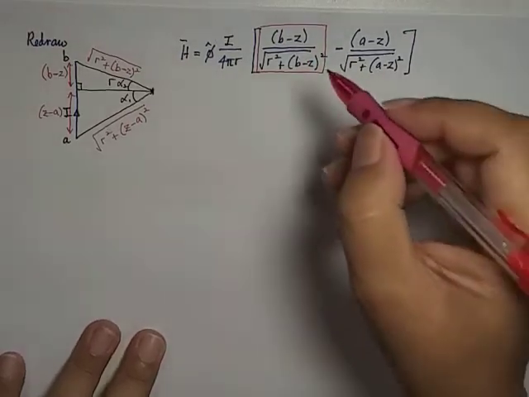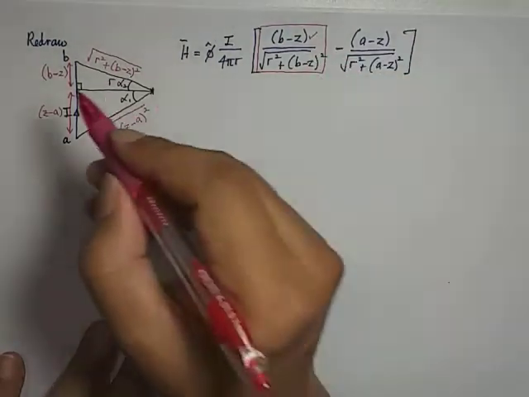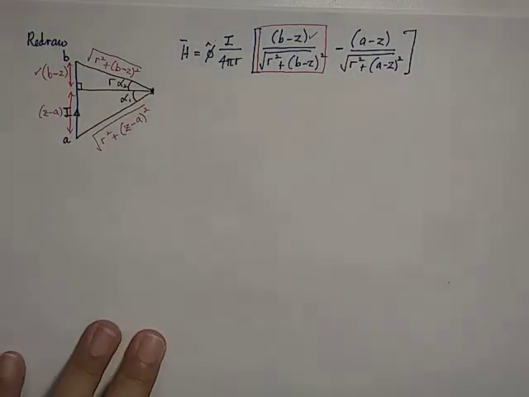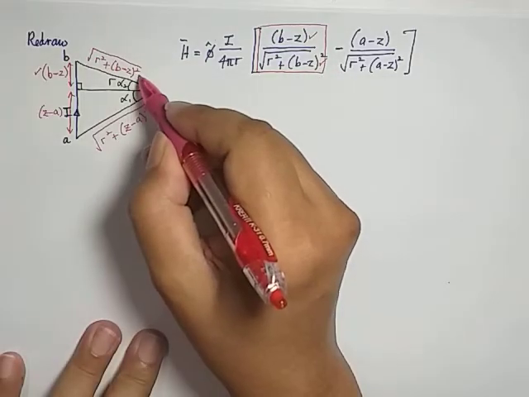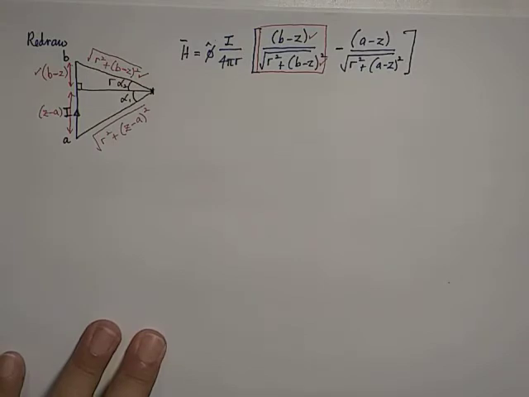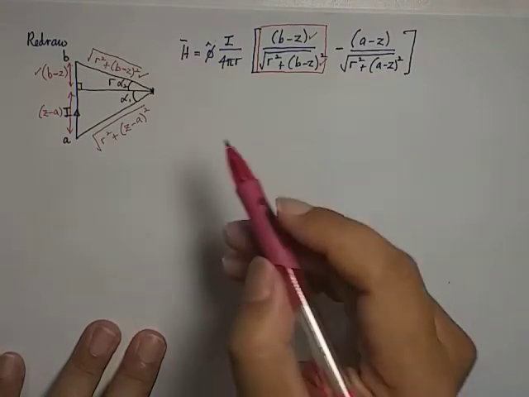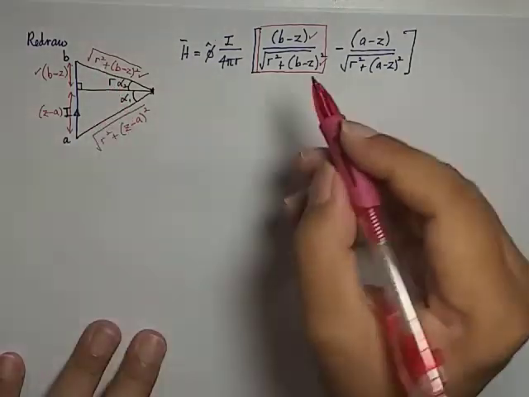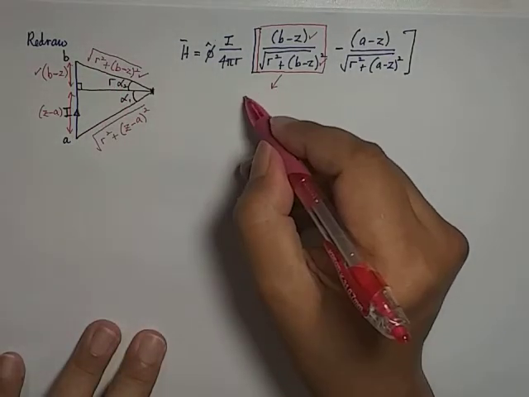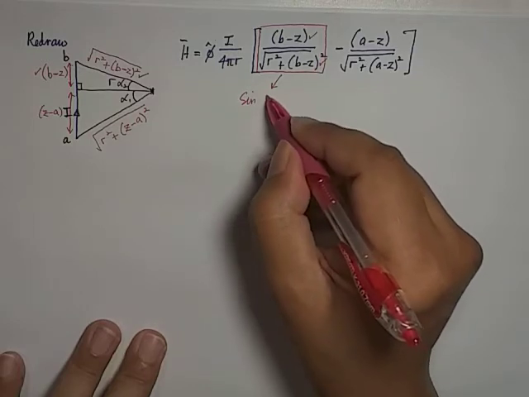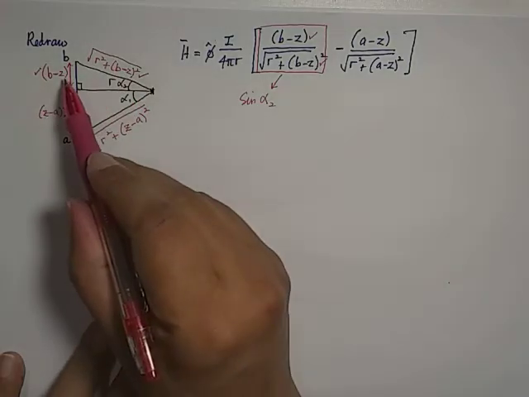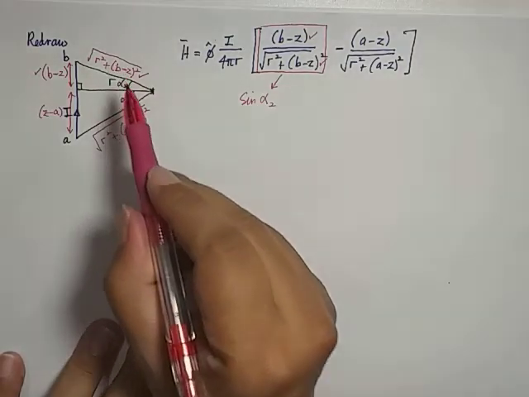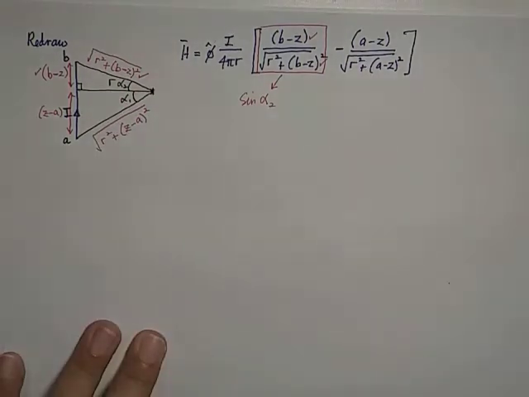So I can see B minus Z is actually represented by this side of the triangle, and the square root of R squared plus (B minus Z) squared is represented by this part of the triangle. I know based on trigonometry, when you have this side divided by this length, this is known as sine, which angle? Yes, alpha 2, because this is the angle referred to. When you have this side divided by this side, it is going to be sine alpha 2. Yeah? Okay, let's repeat for the second part now.